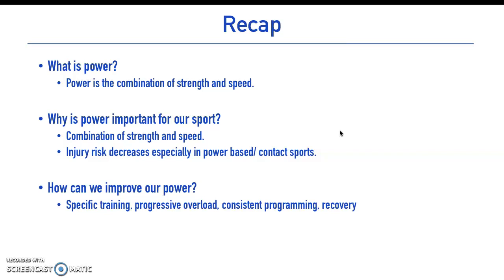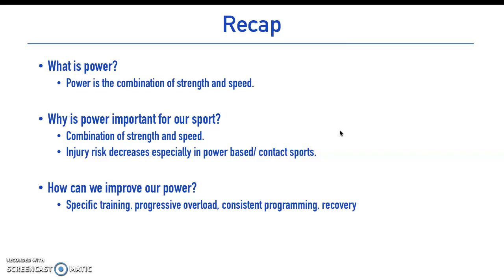Last week we looked at what is power. You've got to remember, power is a nice combination between strength and speed. You have to have a certain amount of strength, and you have to move at a certain speed, and those two working together create power. If you're looking at the scientific term, it is the amount of force that you can produce in the quickest amount of time, as quickly as possible.